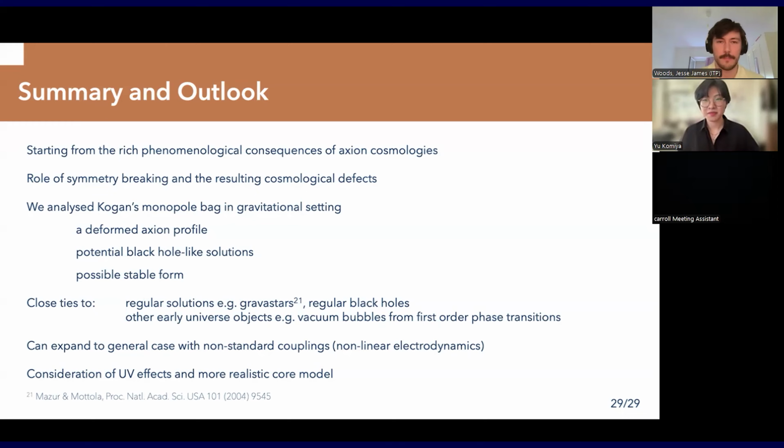But I imagine without the Chern-Simons coupling, there is no hair, of course, right? No, there is not, yes. Okay.